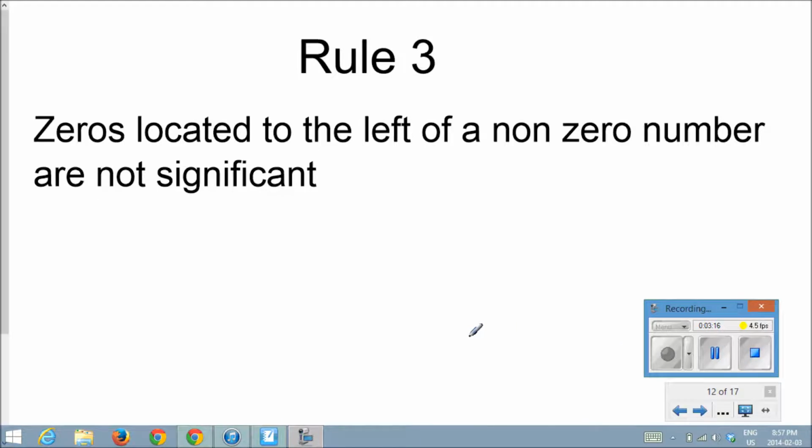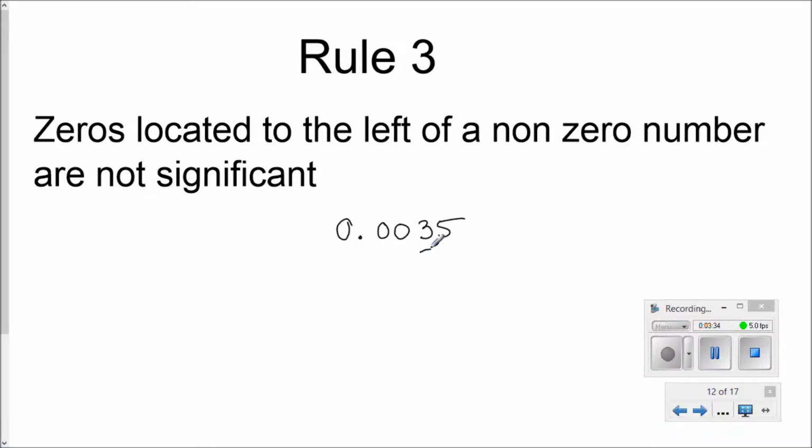Beautiful writing. Now here's where it gets a little bit tricky. Zeros located to the left of a non-zero number are not significant. Let's look at an example. 0.0035 only has 2 significant digits. And the reason is because this is a non-zero number. These are zeros located to the left of them. So therefore, these values that I've underlined are not significant. And these two values here are the only significant digits. So therefore, we have 2 sig digits.